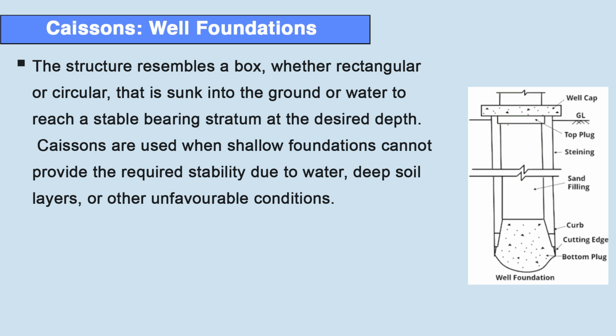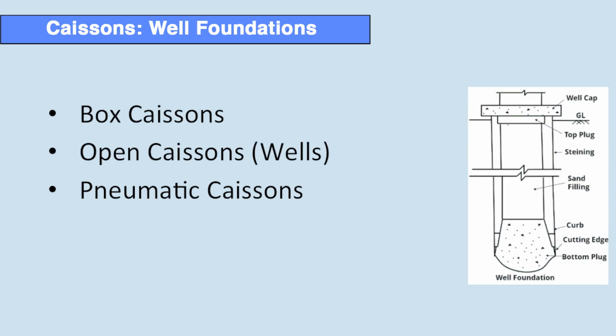Caissons are used when shallow foundations cannot provide the required stability due to water, deep soil layers or other unfavorable conditions. Caissons are classified into three main types based on their structural design and application. First is box caisson, second is open caissons or wells, third is pneumatic caisson. Each type of caisson is designed to suit specific environmental and structural conditions, with advantages and limitations that determine its appropriateness for various construction scenarios.